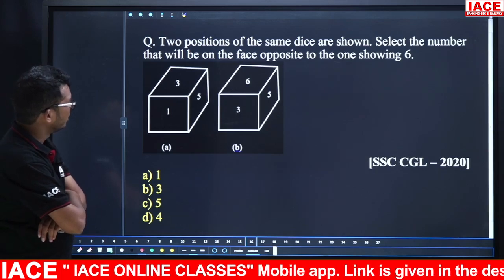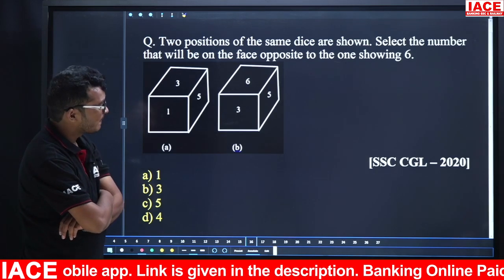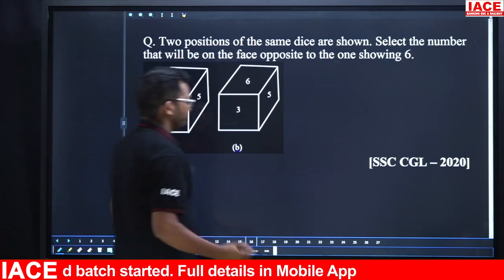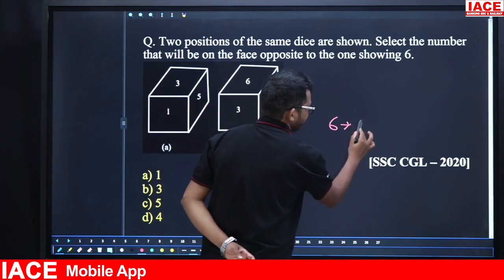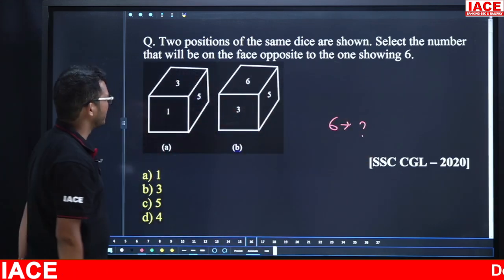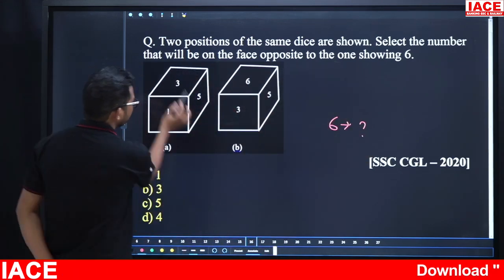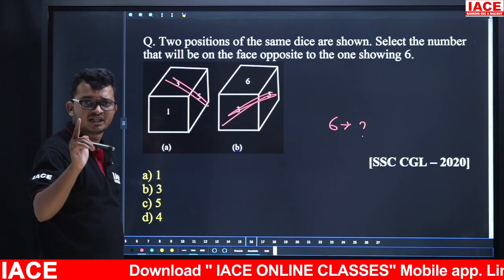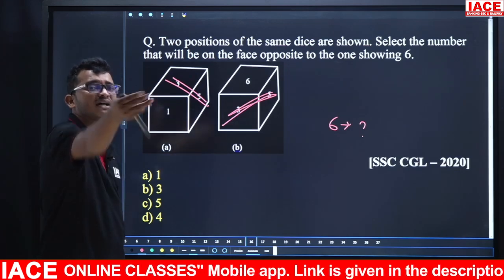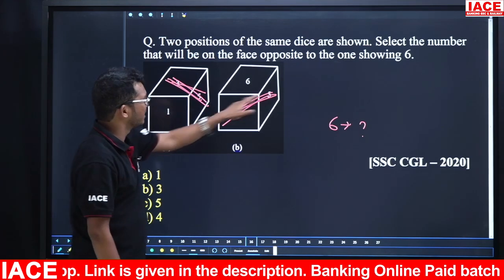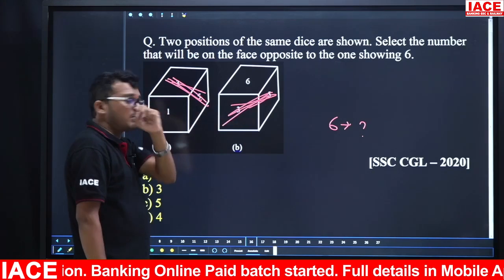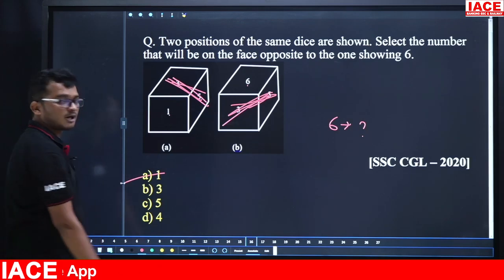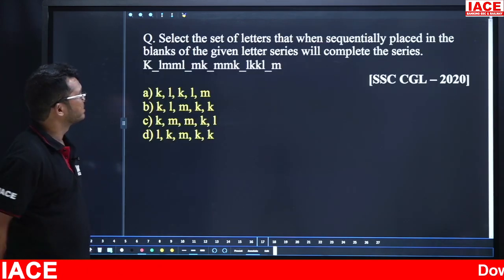Now, take the given one. Two positions of the same dice are shown. Select the number that will be on the face opposite to the one showing 6. Friends, our requirement is: opposite to 6 is which one? If you observe the two different views, we have 3 and 5 here and also 3 and 5 here. In two different views of one die, if two numbers are the same, then the remaining two numbers are opposite. So 3 and 5 are common, and now the remaining two numbers: that means 1 is opposite to 6. So 6 is opposite to 1. So the answer is option A. Next question. Your time starts now.